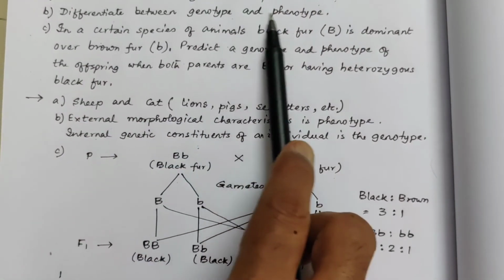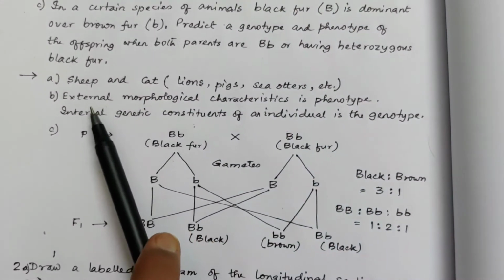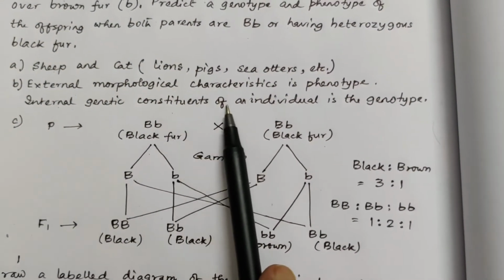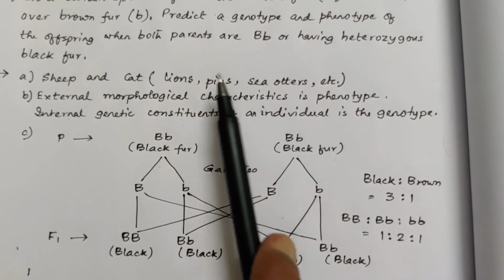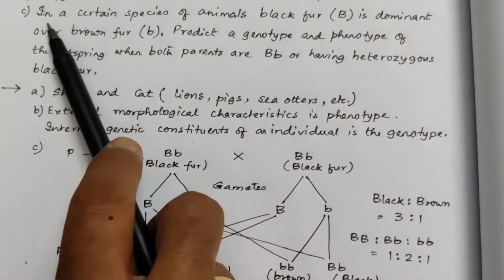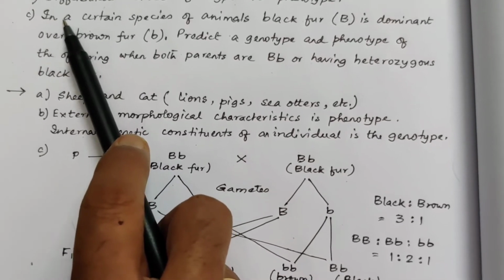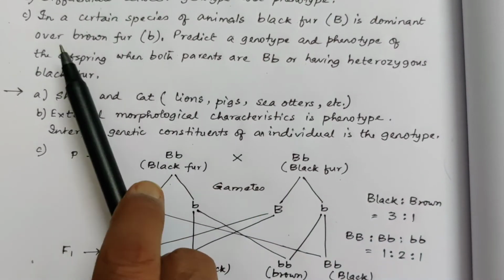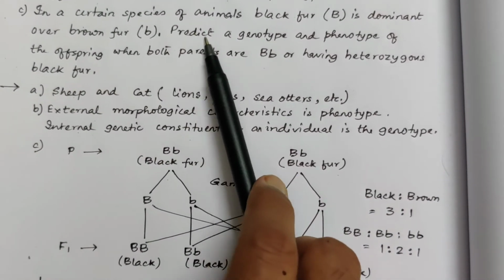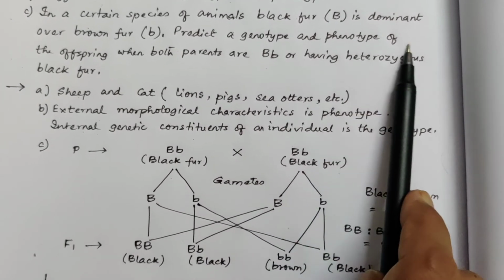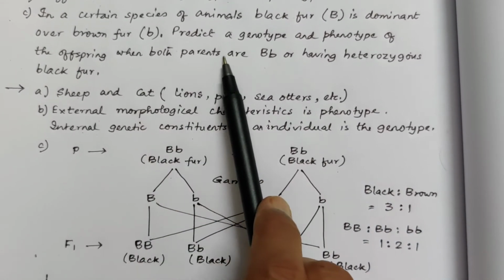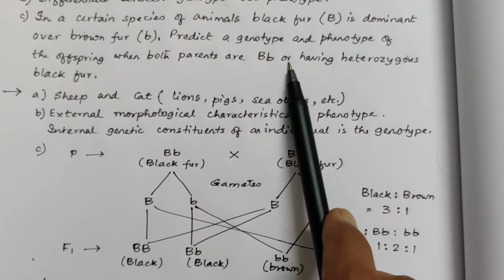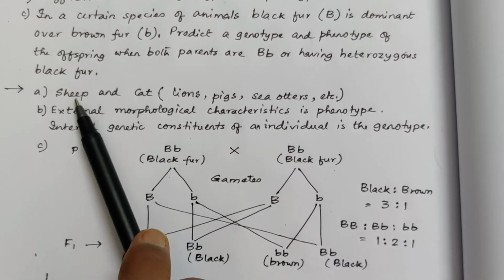B is differentiate between genotype and phenotype. The external morphological characteristics is known as phenotype and the internal genetic constituents of an individual is called genotype. C. This is a question. In a certain species of animals, black fur, capital B, is dominant over brown fur, small b. Now you have to predict a genotype and phenotype of the offspring when both the parents are capital B, small b, this type, or having heterozygous black fur.